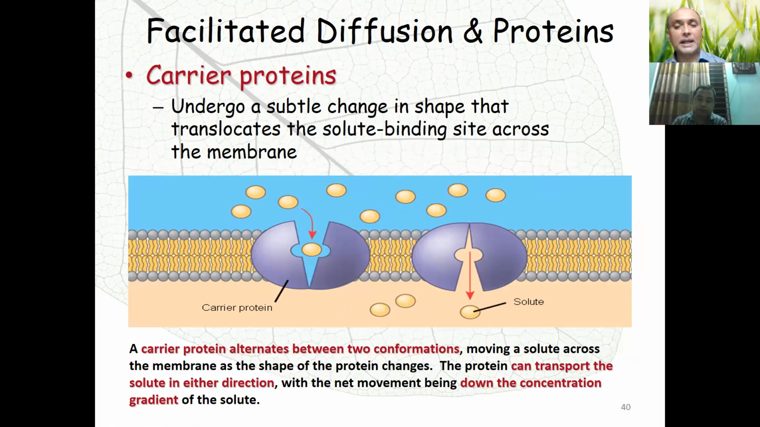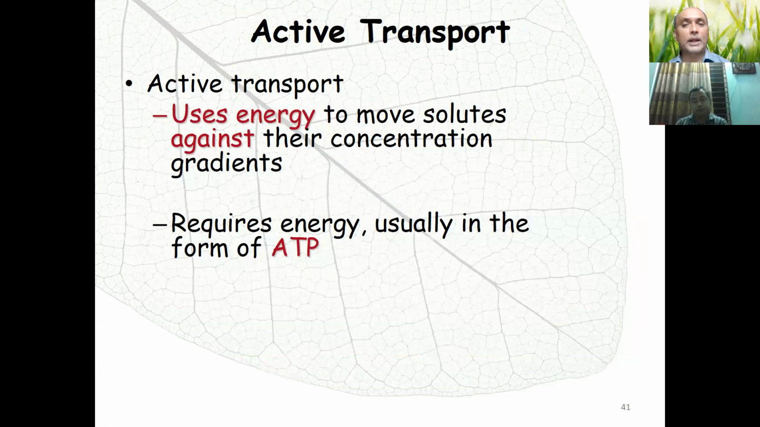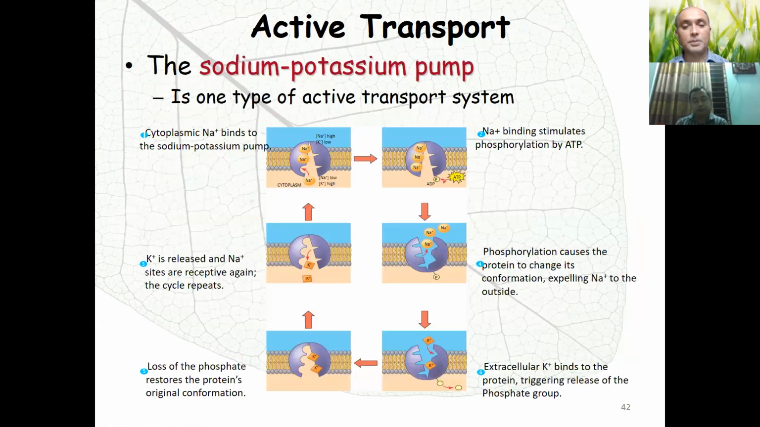And there are some carrier proteins also. Here you can see how carrier proteins can also facilitate the exchange of molecules from exterior to interior, very nicely shown here. Active transport uses energy to move solutes against their concentration gradients, and requires energy, usually in the form of ATP.